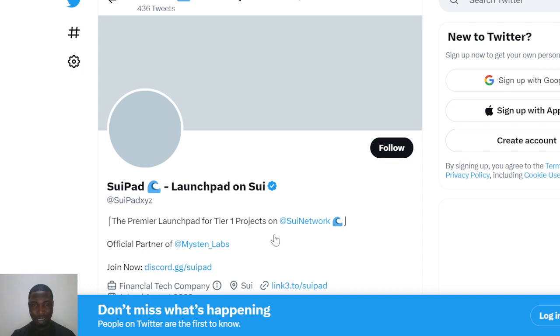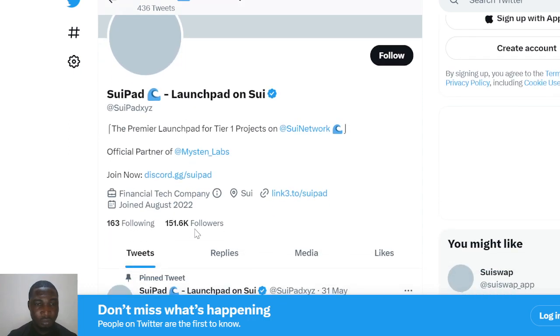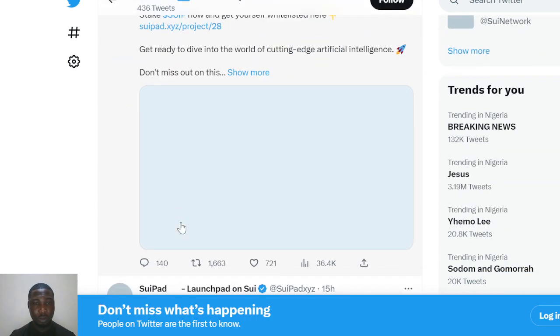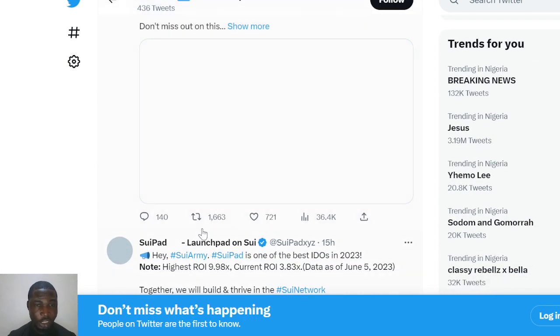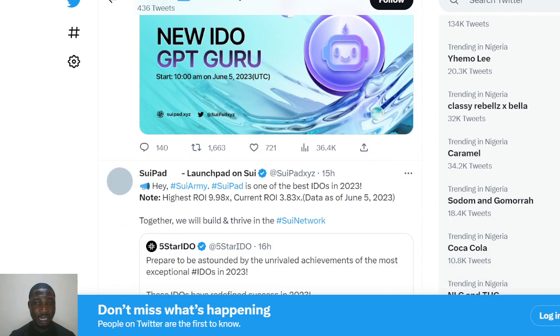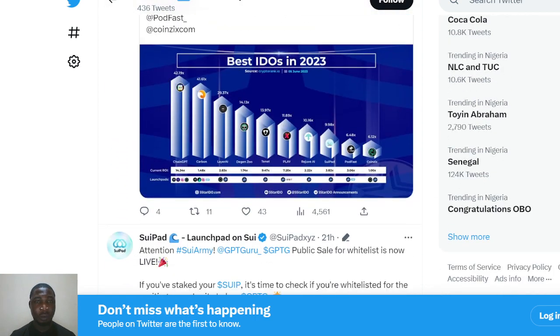Now, checking the Twitter page, they have 115 million followers. Wow, that is good. You can see the engagement on Twitter, and this is a good sign. They have very good engagement. You can see the coins and projects they're looking at, the best DeFi projects in 2023, and they're actually ranking among them, which is also a good sign.